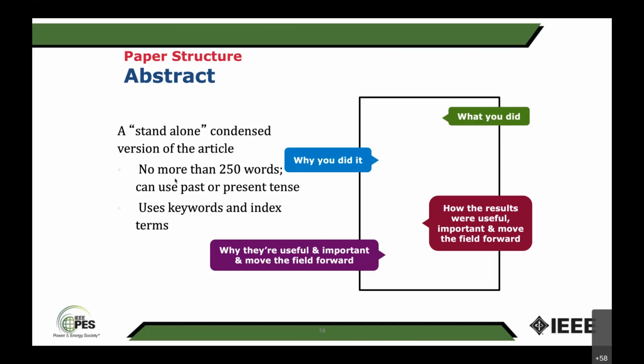Fine. Same answer here, 3rd box. How results were useful, important, and move the field forward. Useful because if I can do an algorithm which gives me better results, I can run many of them quickly and do many case studies. That's how the field will be moved forward. Finally, why they're useful and important and move the field forward. Why they're useful? Good question.